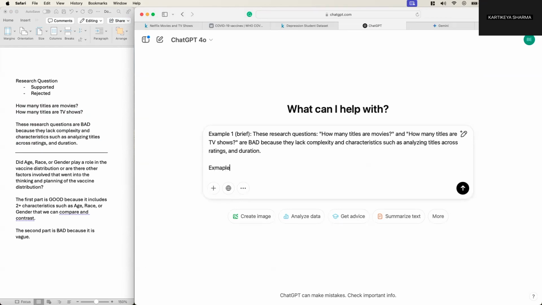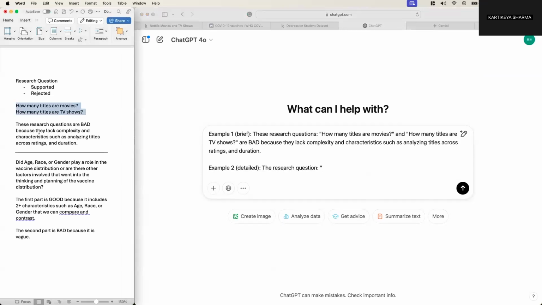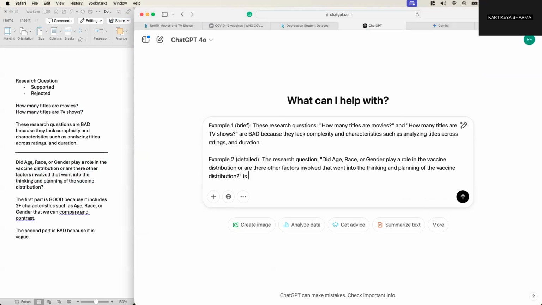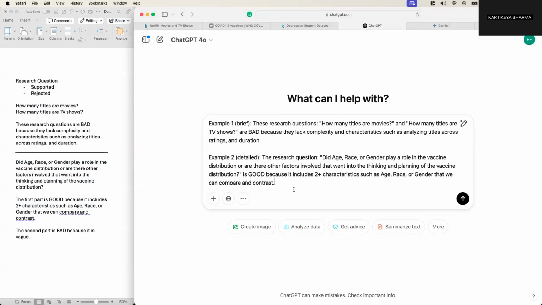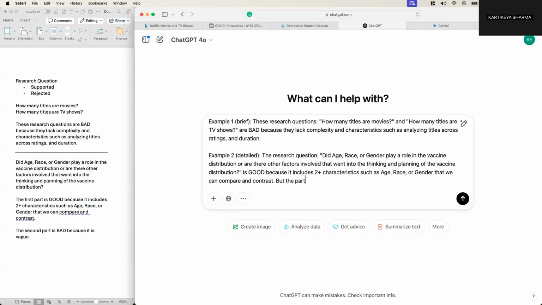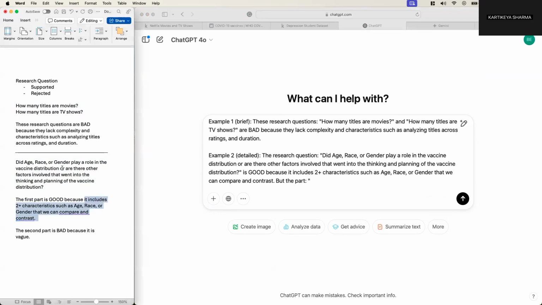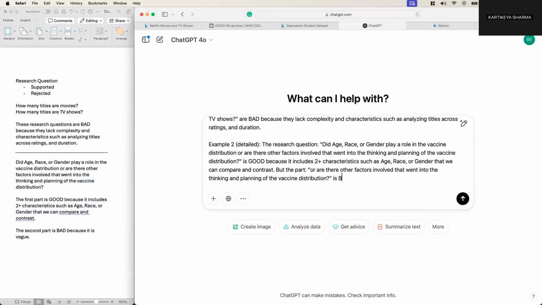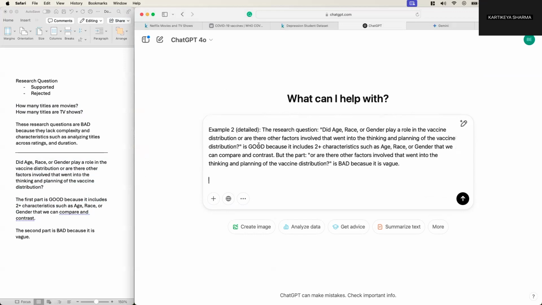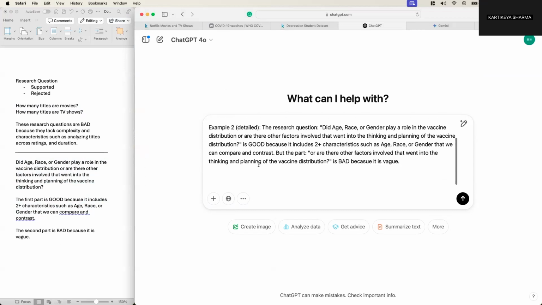Then we're going to give it another example, example two, and we'll formalize what the level of detail is. So we're going to say that this is a detailed example, and we're going to say the research question, and again, wrap it around quotes. So this research question is good because of this part. It includes 2+ characteristics such as age, race, or gender that we can compare and contrast. But the second part of the research question, which starts from here, is bad because it is vague. So we've given it two really different examples. One is brief, one is detailed.